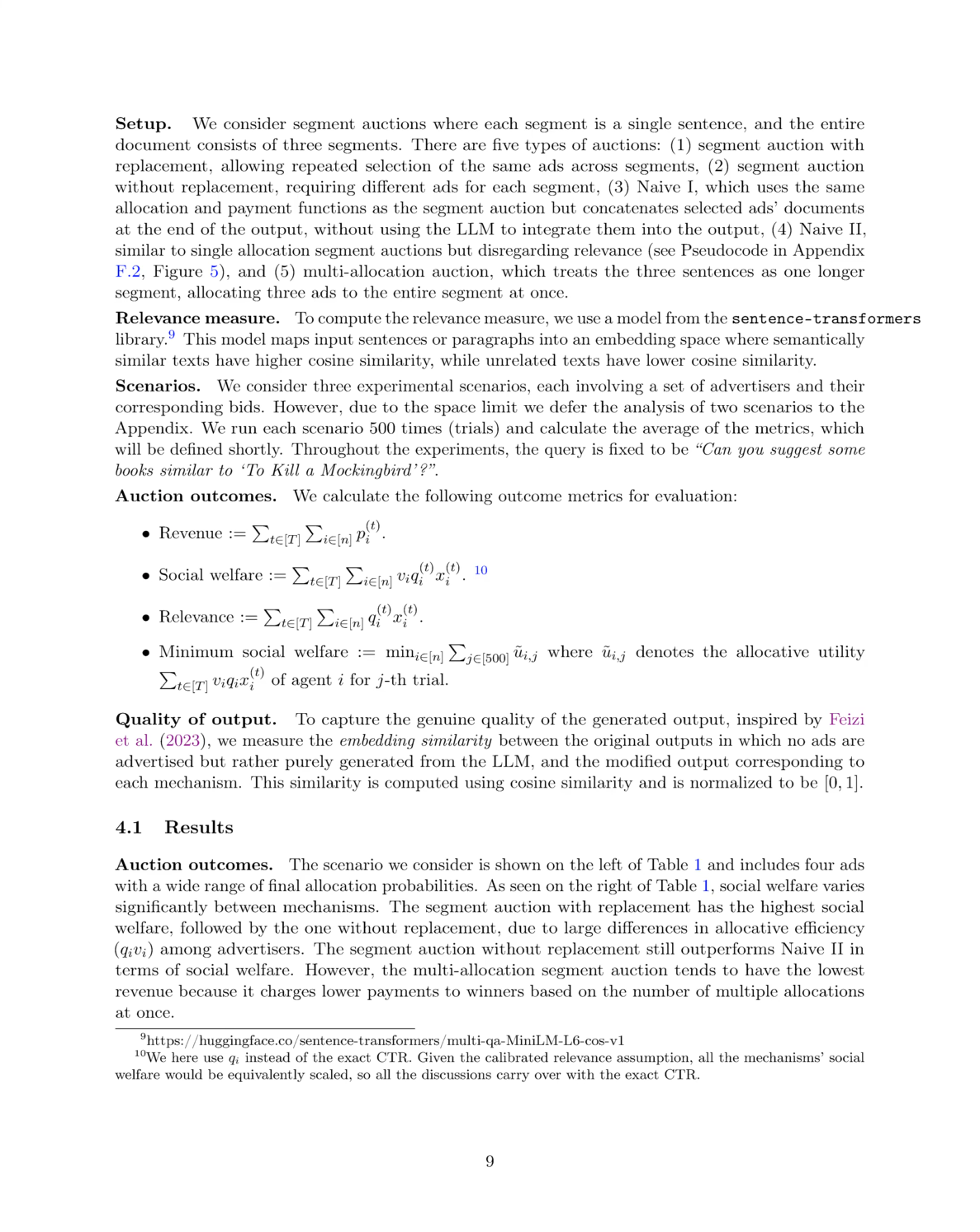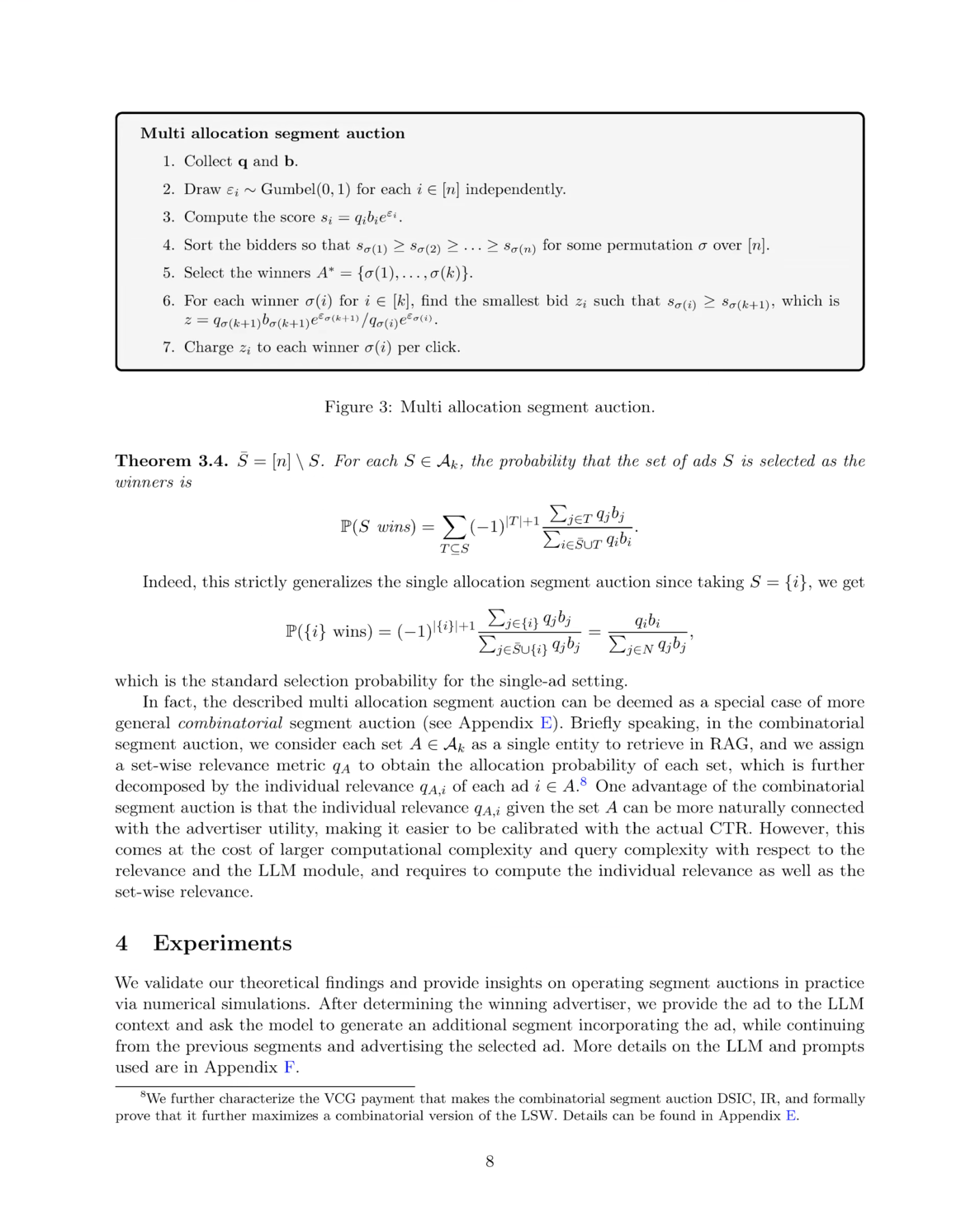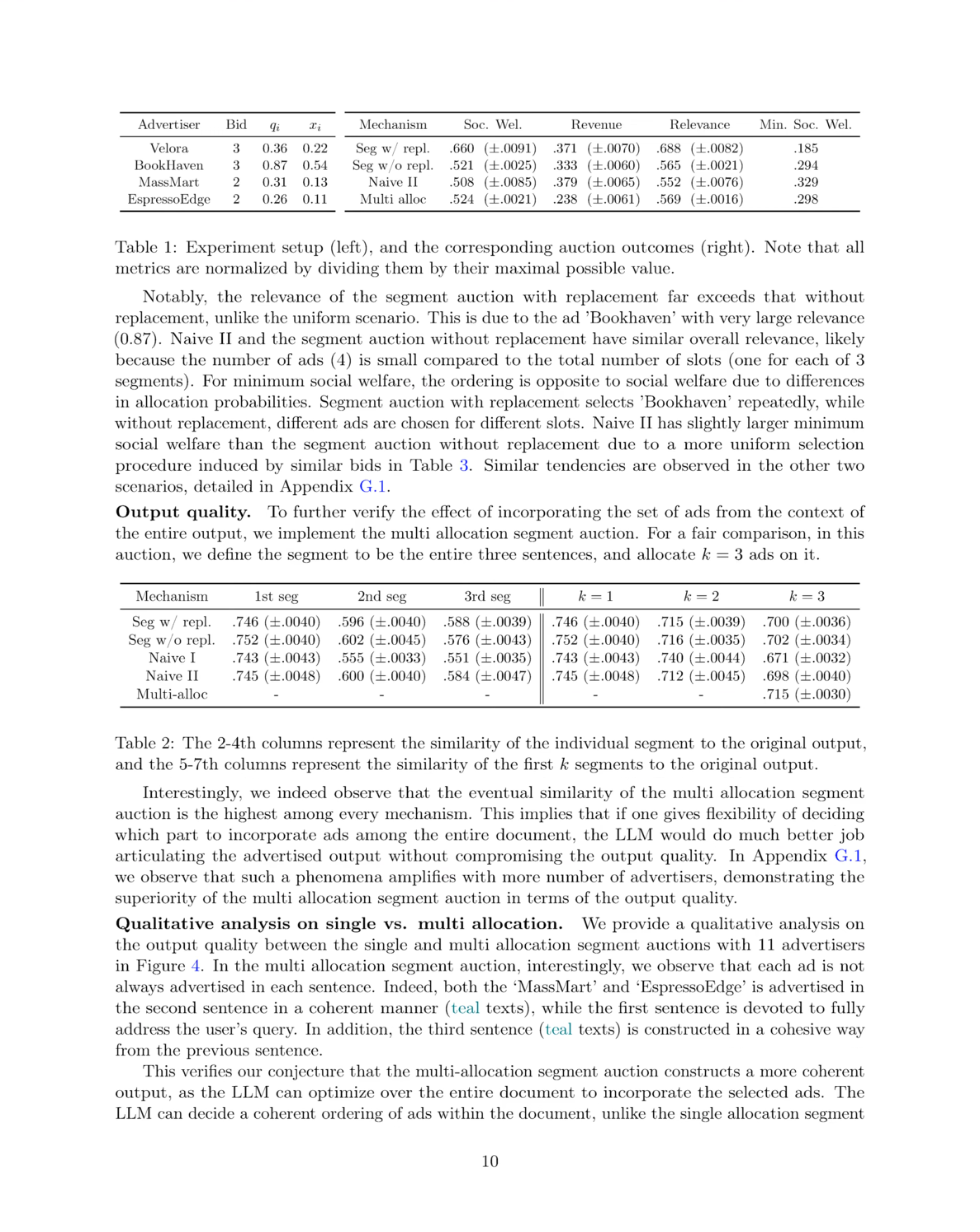The relevance measure in the auction mechanism for ad allocation is computed using a model from the Sentence Transformers library. This model maps input sentences or paragraphs into an embedding space where semantically similar texts have higher cosine similarity, while unrelated texts have lower cosine similarity. In the auction mechanism, the relevance measure is utilized to determine the relevance of each ad to the user query and the generated output. The relevance measure, denoted as Q_I, captures the relevance of each ad I to the query X. This relevance measure is then used in the allocation probabilities of the ads.